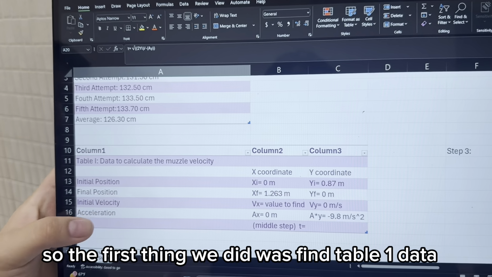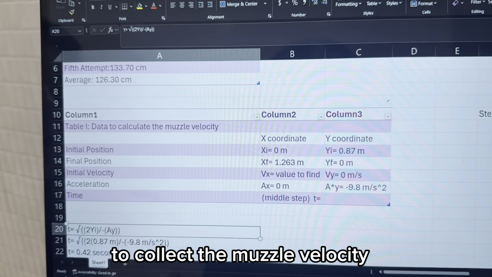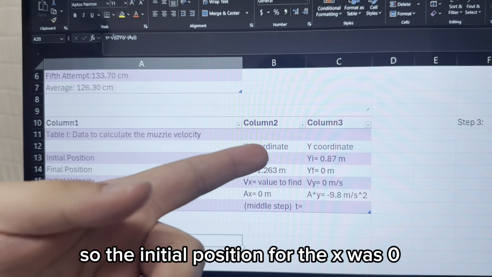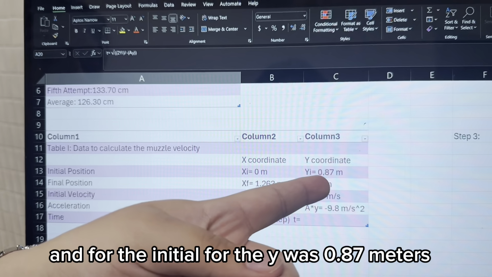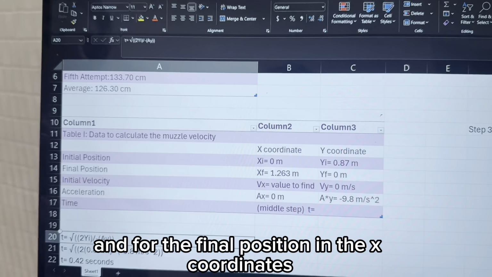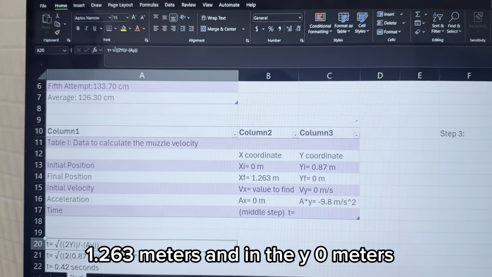So the first thing we did was find the table 1 data to collect the muzzle velocity, and we had the x coordinate and the y coordinate. So the initial position for x was 0, and the initial for y was 0.87 meters, and for the final position, in the x coordinate 1.263 meters, and in the y 0 meters.